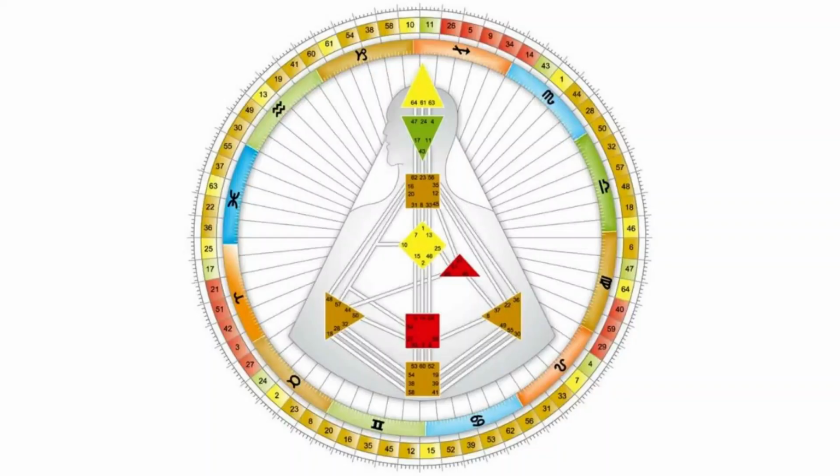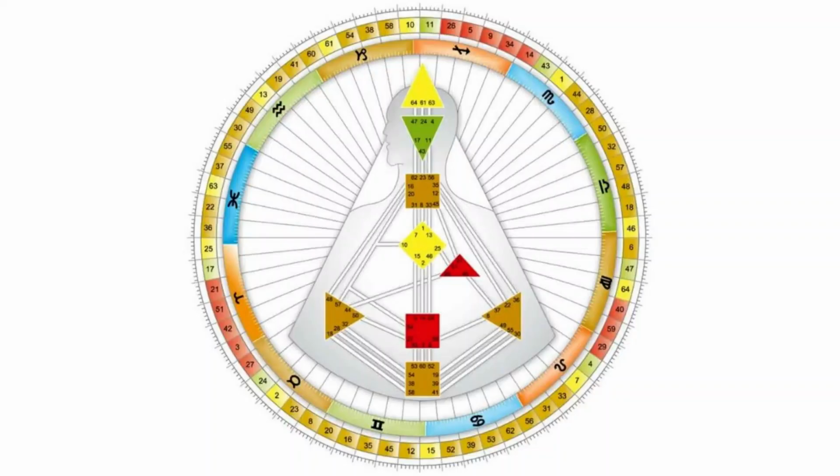Gate 44, the alert, coming to meet. Location, the spleen center. Channel 4426, the channel of surrender. Circuit, tribal ego circuit. Ego circuitry, business, support process. Theme, the gate of memory, recognizing patterns from the past to ensure future success. Not-self distortion: paranoia, manipulation, overcompensation, controlling others to feel secure.